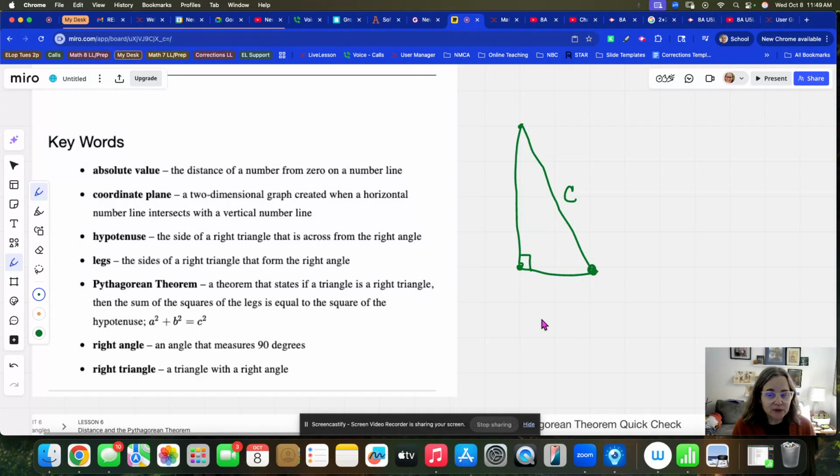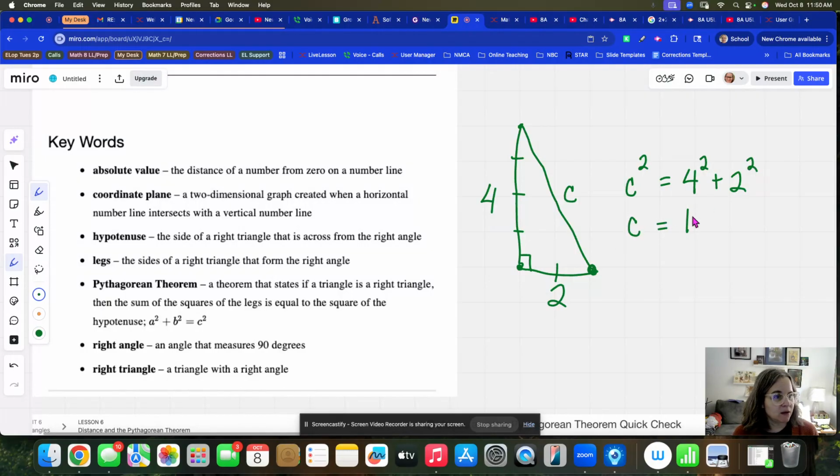Okay, so let's say they gave you this triangle and they said find the length of the hypotenuse, and they didn't give you any other information. What they want you to do is count the squares to say, hey, this leg is 4, this leg is 2, and then use the Pythagorean theorem. C squared is equal to 4 squared plus 2 squared.